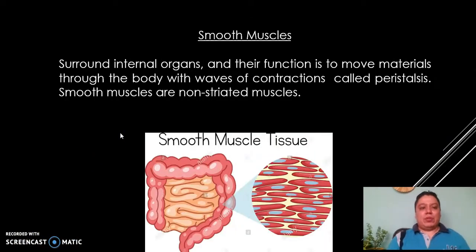Smooth muscles surround internal organs, and their function is to move materials through the body with waves of contractions called peristalsis. Smooth muscles are non-striated muscles. They are the only non-striated muscle. Okay? And how does peristalsis work? Well, peristalsis is a small contraction of the muscles. And keep in mind that these muscles surround your esophagus, for example, your stomach, your intestines, every single organ that needs to basically push something through is surrounded by smooth muscles.